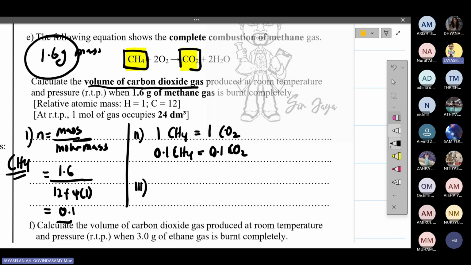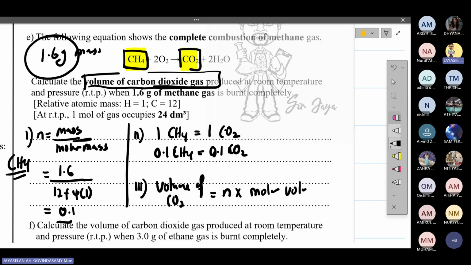Okay, and the last step, what do you do? Try to find the volume of carbon dioxide. What is the formula to calculate volume of carbon dioxide? Volume of CO2 equals number of mole times molar volume. The number of mole is 0.1. Molar volume of carbon dioxide. Where is the molar volume? 24, right? So 24, the final answer must have unit.